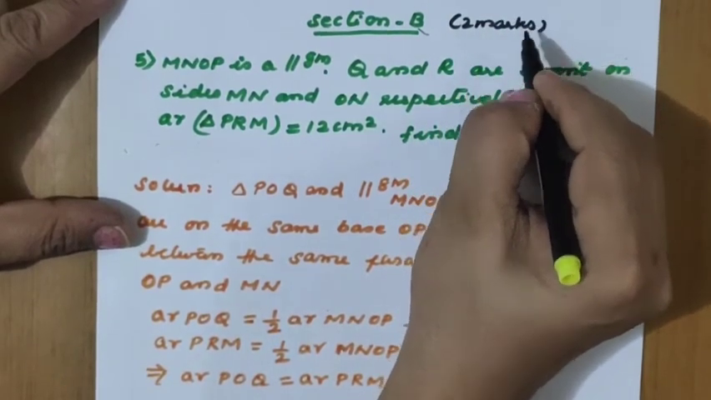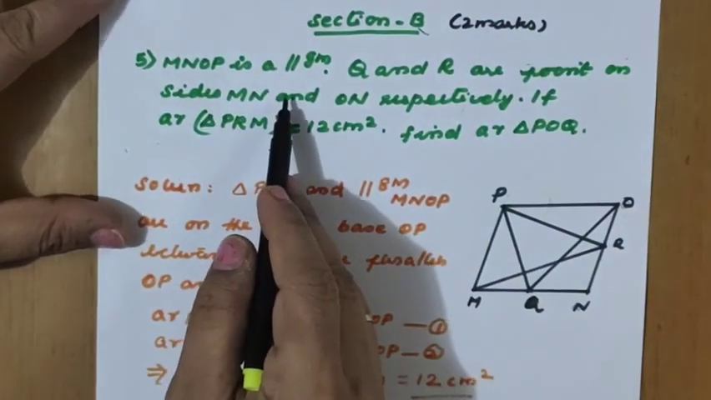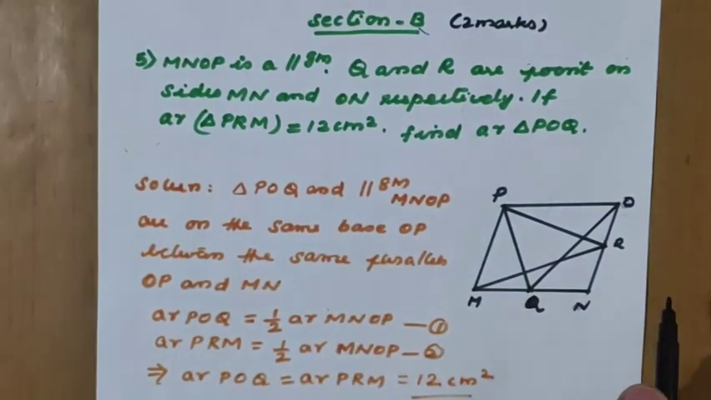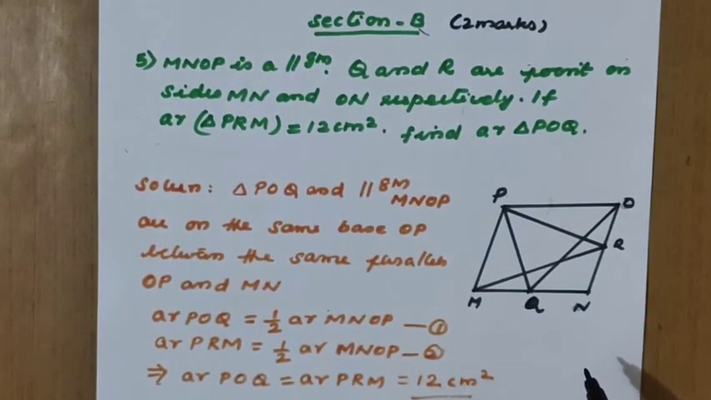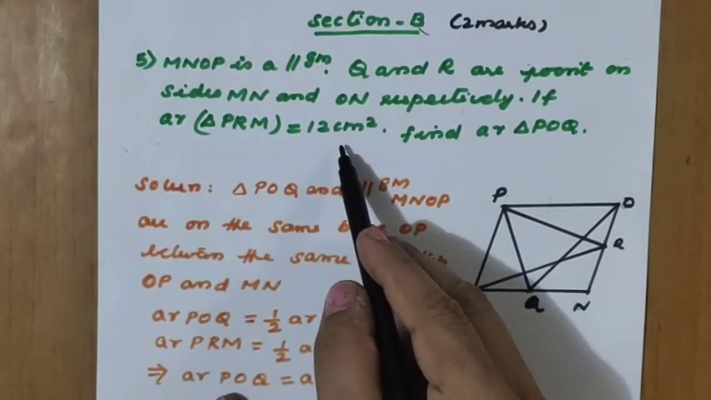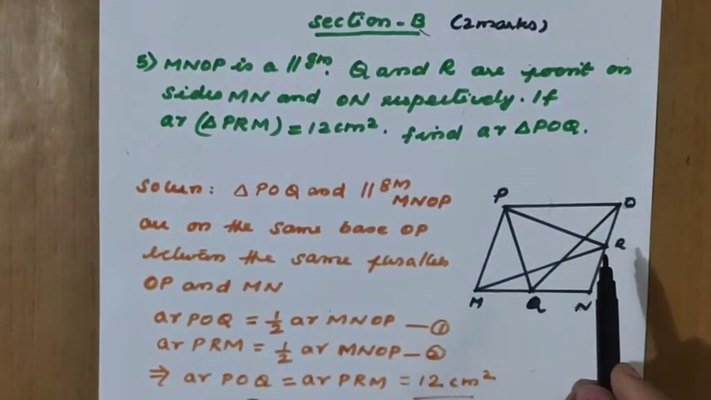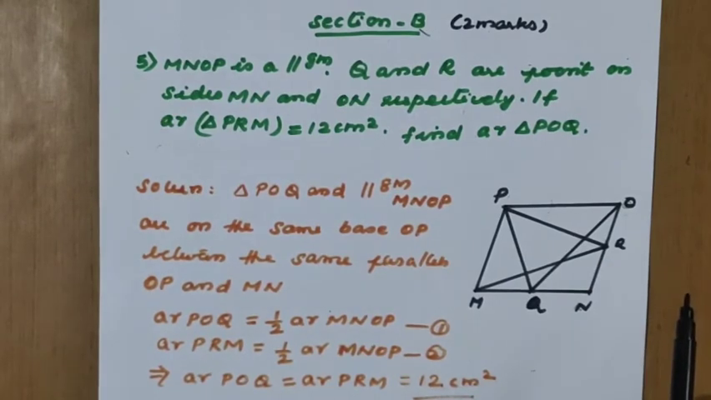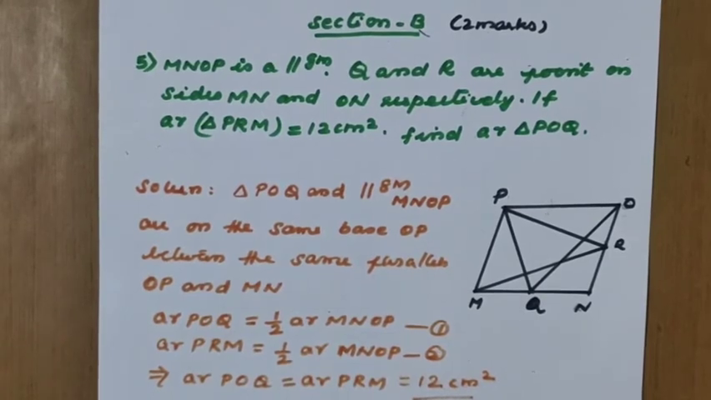2 marks questions. MNOP is a parallelogram. Q and R are points on the sides MN and ON respectively. If area of the triangle PRM equals 12 centimeter square, find area of the triangle POQ. Area of the triangle POQ we have to find here.